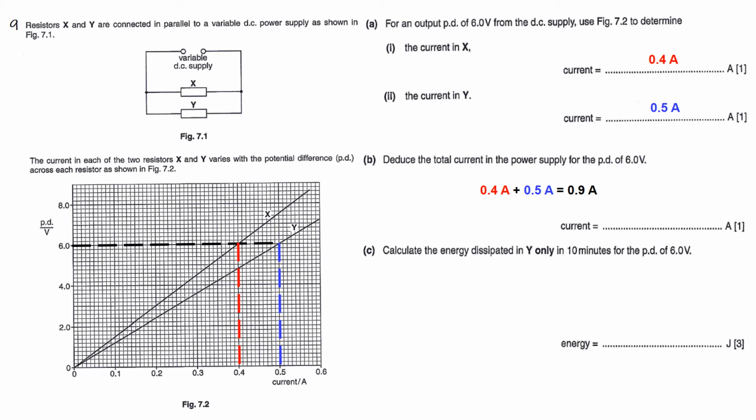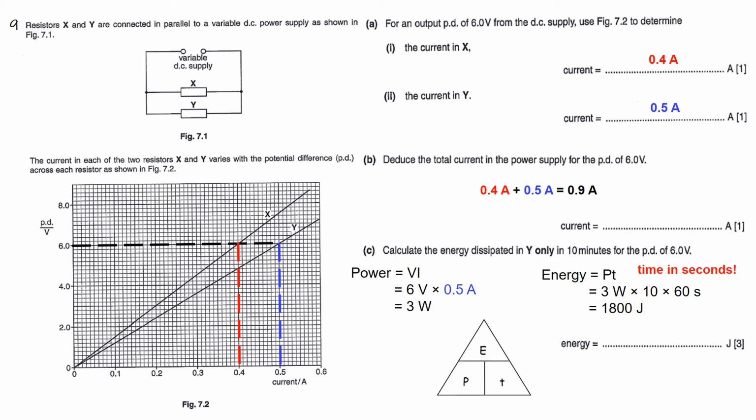Calculate the energy dissipated in Y only. Take note that Y only is in bold, in 10 minutes, for the potential difference of 6 volts. Again, there are many ways to calculate energy. If I use power, P equals VI, 6 volts times 0.5 ampere in Y only, I get 3 watts. E = P t, 3 watts times 10 minutes, remember to change the time to the SI unit of seconds, times 60 seconds, gives 1,800 joules.